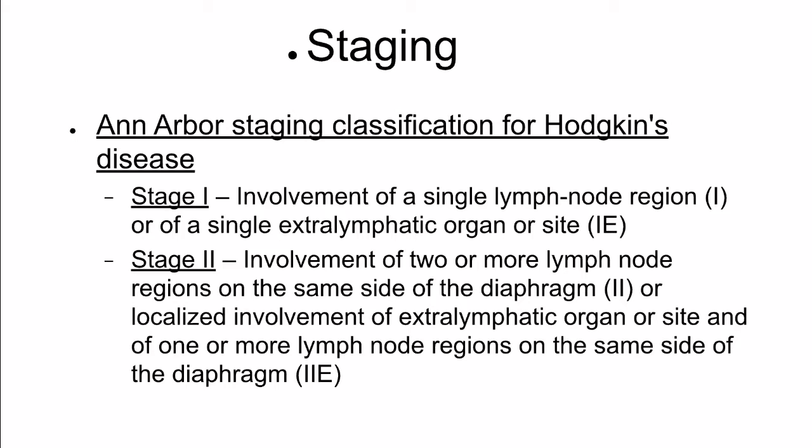Stage 1, involvement of a single lymph node region or of a single extra lymphatic organ or site, indicated by 1E. Stage 2, involvement of two or more lymph node regions on the same side of the diaphragm, represented by 2, or localized involvement of an extra lymphatic organ or site and of one or more lymph node regions on the same side of the diaphragm, represented by 2E.